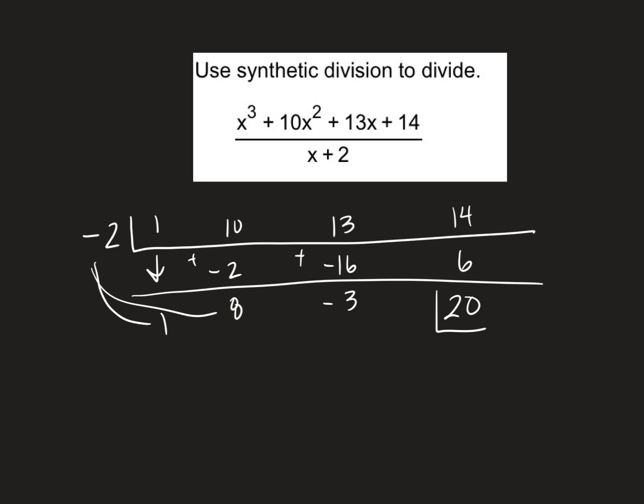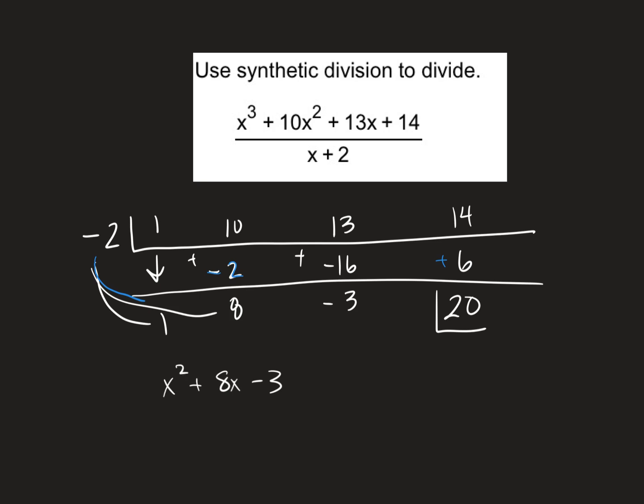So I'm going to go again, -2 times 1, that's -2. 10 plus -2 is a +8. -2 times 8 is -16. 13 plus -16 is -3. Negative and negative makes a +6. So that is correct. So I'm going to have to suck it up and say, fine, that means that my answer is a -3, then an 8x, and then an x squared.